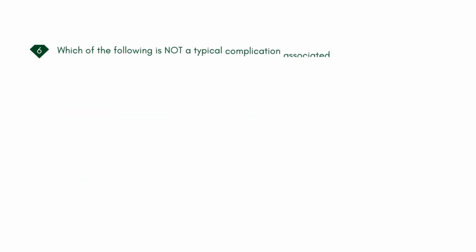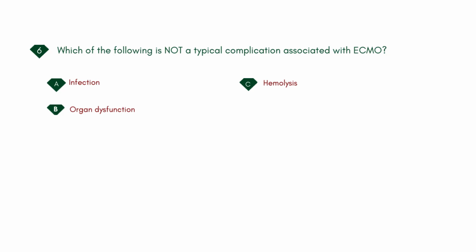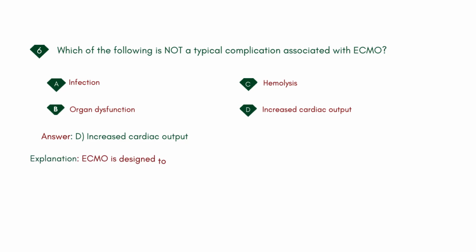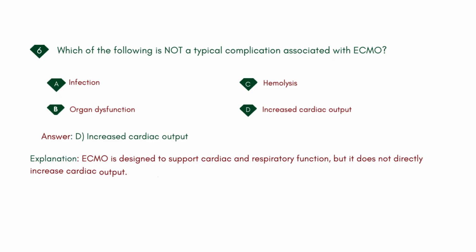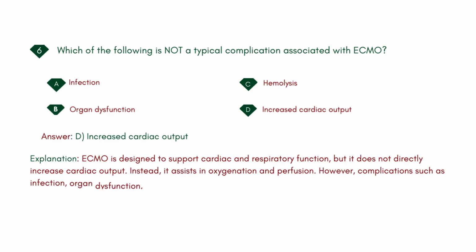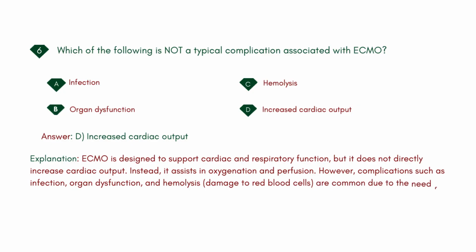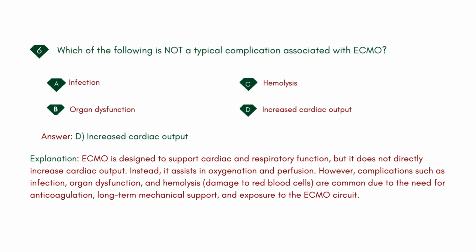Which of the following is not a typical complication associated with ECMO? A. Infection. B. Organ dysfunction. C. Hemolysis. D. Increased cardiac output. Answer: D. Increased cardiac output. Explanation: ECMO is designed to support cardiac and respiratory function, but it does not directly increase cardiac output. Instead, it assists in oxygenation and perfusion.